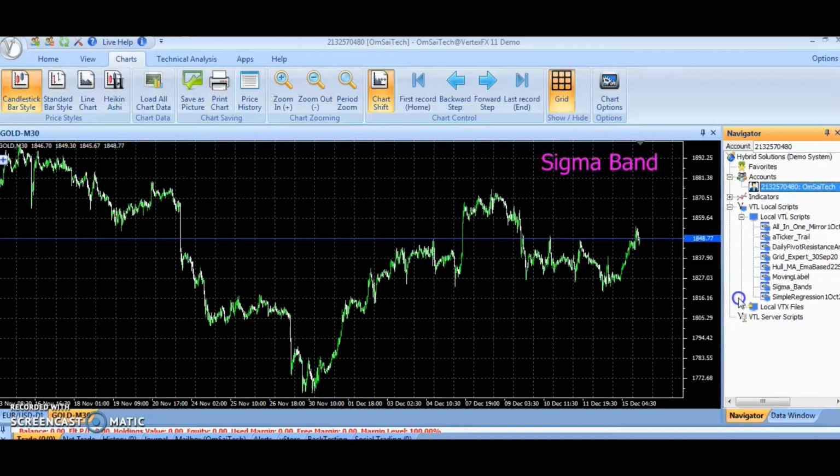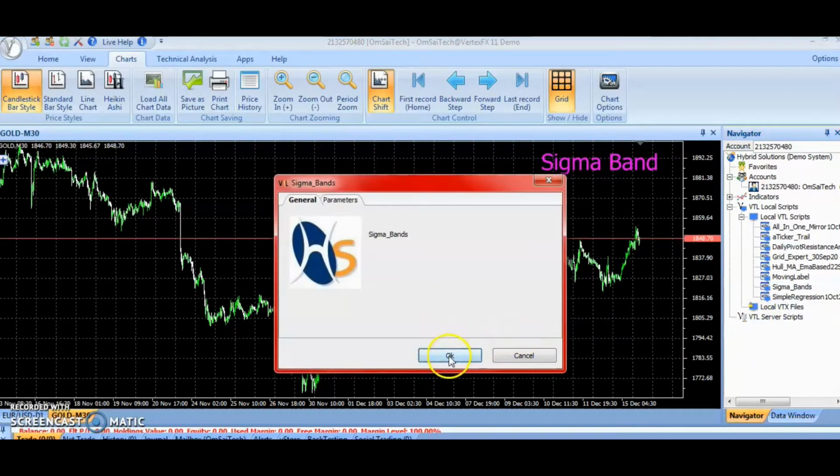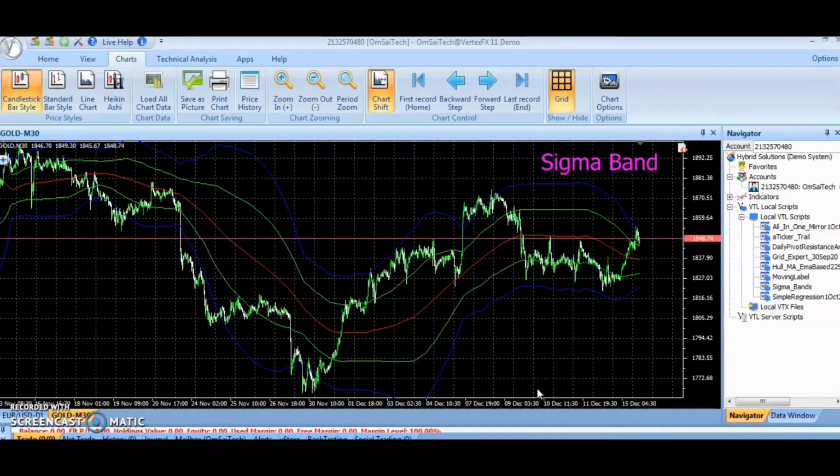In this video, we are going to discuss a new VertexFX plugin, Sigma Band Indicator. The Sigma Band is a VertexFX client-side indicator that uses the statistical concept of standard deviation to identify trend reversals. The concept behind the Sigma Band indicator is that prices tend to exhibit normal distribution around the mean.